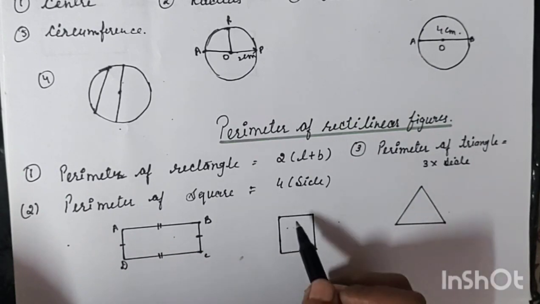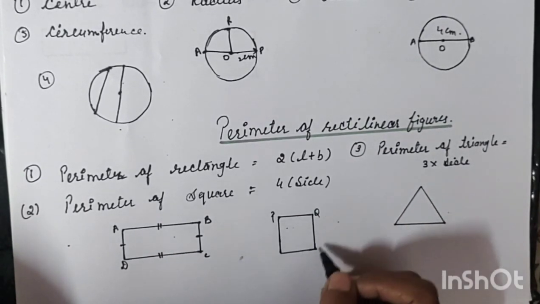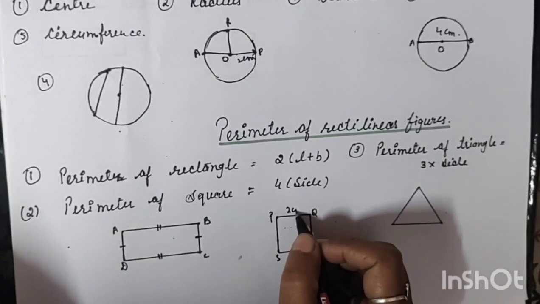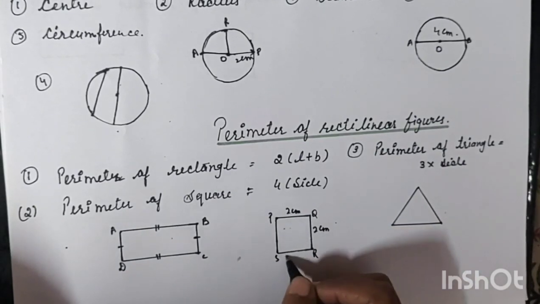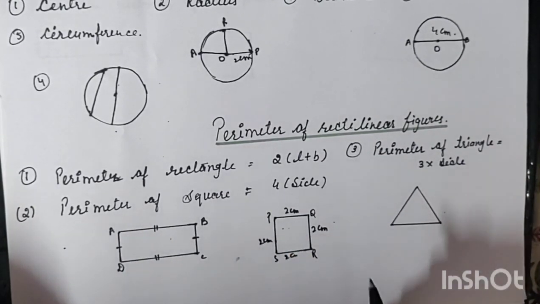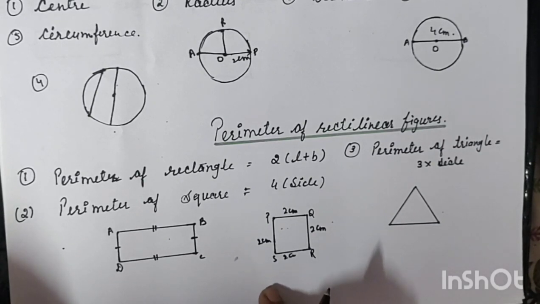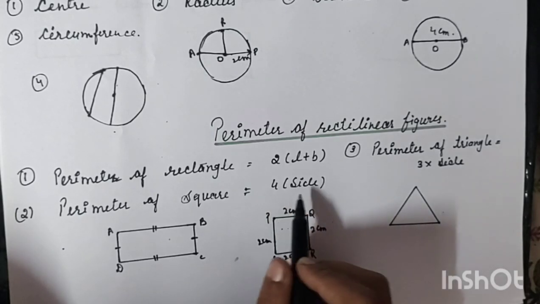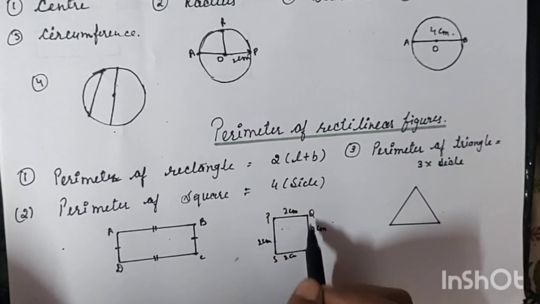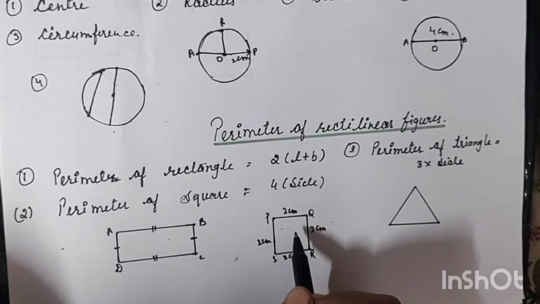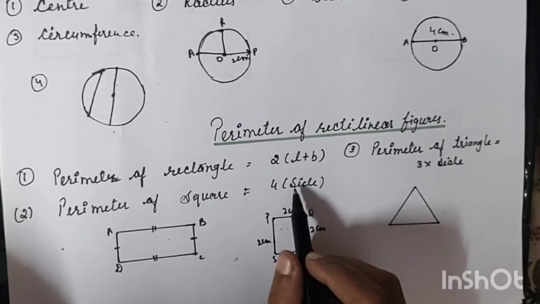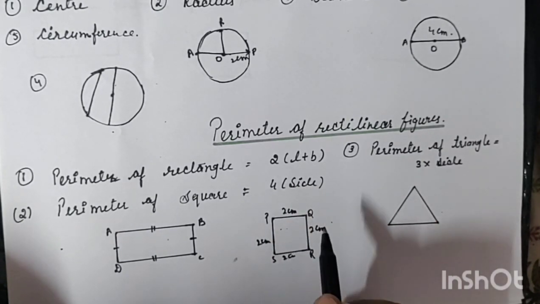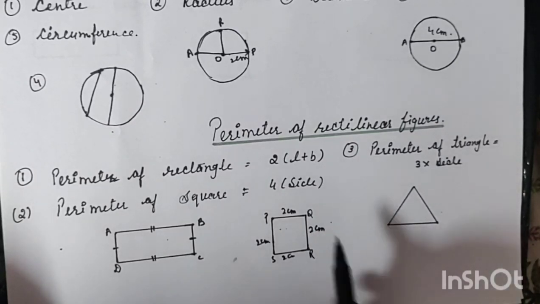Up next is the square. PQRS means all the sides are equal. If this one is 2 centimeter, then this one will also be 2 centimeter, 2 centimeter, 2 centimeter. All the sides are equal in a square, right? The formula for the perimeter of a square equals 4 into side, because there are 4 sides. So we multiply 4 into the value of side, which is 2. The perimeter of this square is 4 into 2, equals 8 centimeter, right?